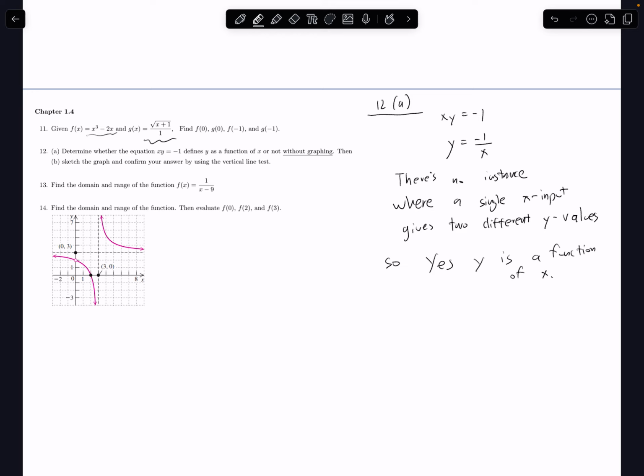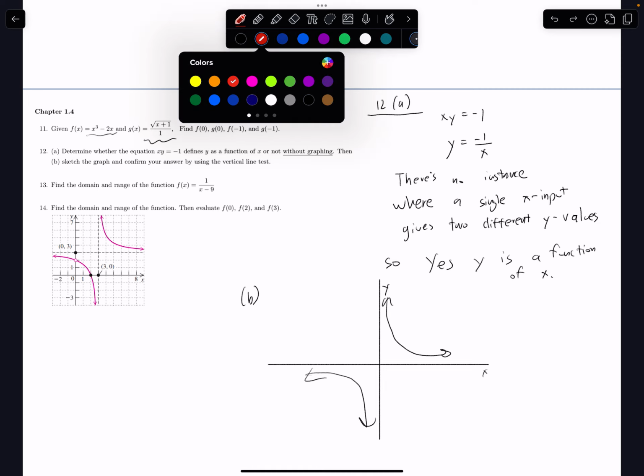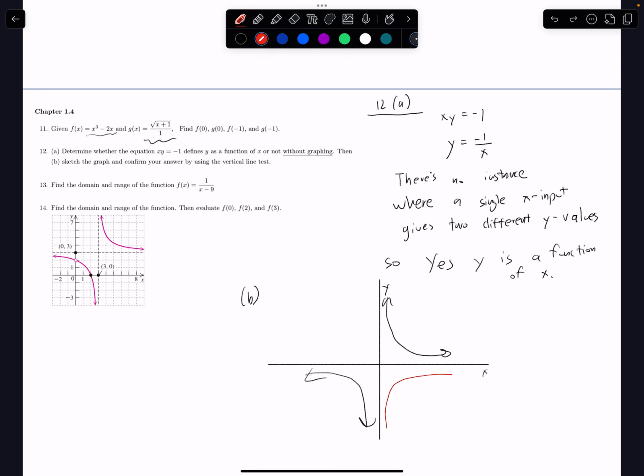All right, so that's part A. Now part B says to sketch and then confirm with the vertical line test. So okay, this is good because 1 over x is a faithful friend of ours. Here's x, here's 1. Remember 1 over x, the original, is like something like this, right? But what we have here is a negative of that. So it's going to look almost the same, except it's going to be flipped over the x-axis. Something like that.